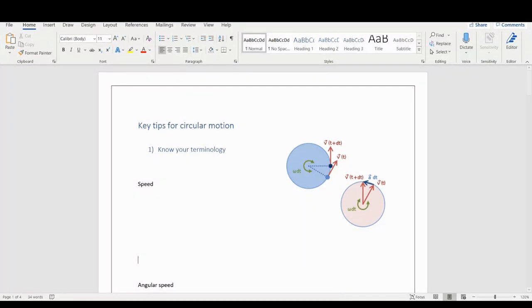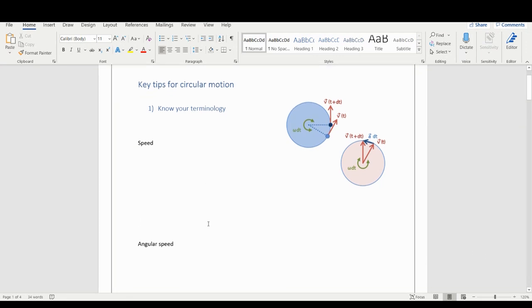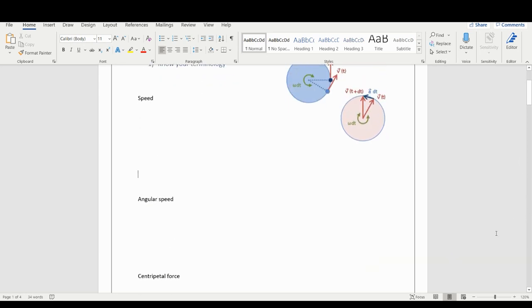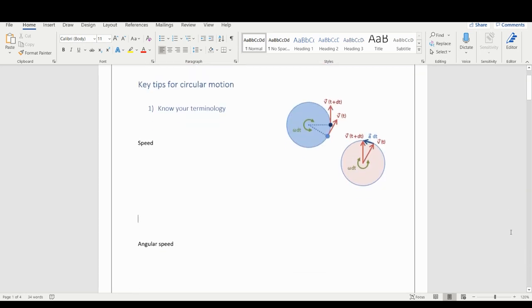So what my focus is today is to first of all give you some tips on how to actually deal with circular motion. So my first tip is to know your terminology. So you actually know what is meant by the word speed, angular speed, and centripetal force. So I think the biggest difference is definitely knowing the difference between speed and angular speed.